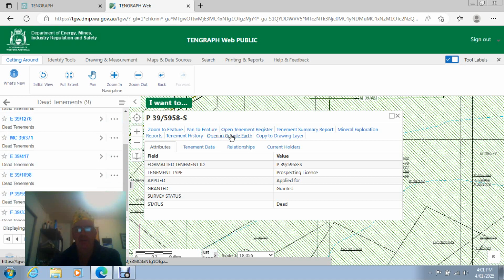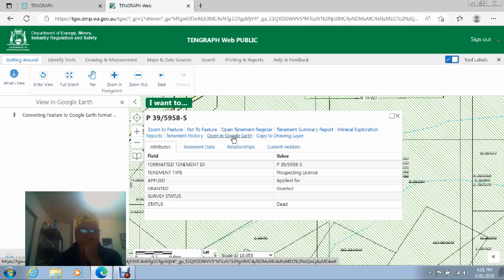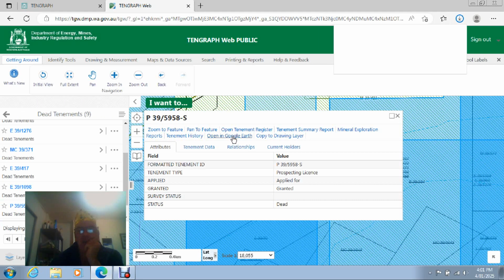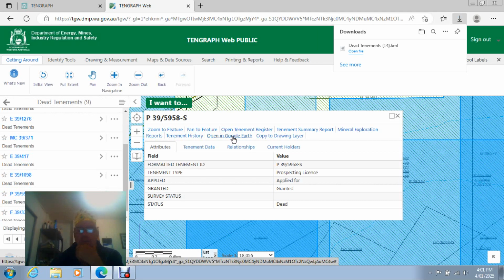So I can open in Google Earth. It's a direct link. How easy is this? Open in Google Earth. I'll press on that, and that's where I start to want to smack it with a hammer.